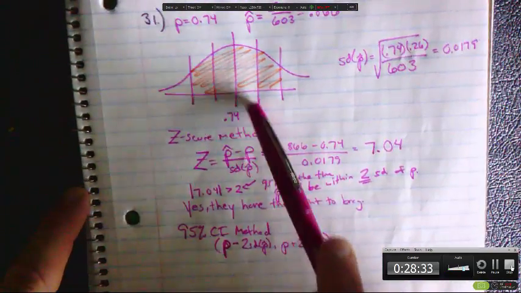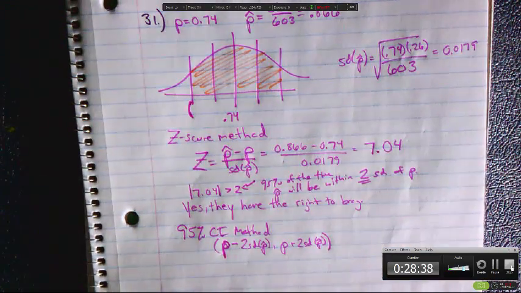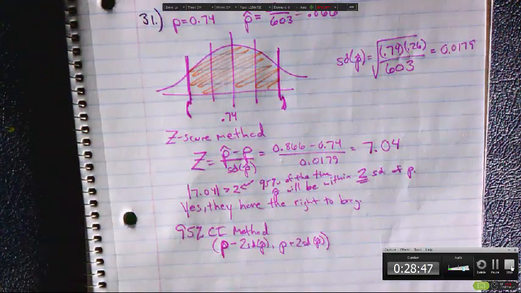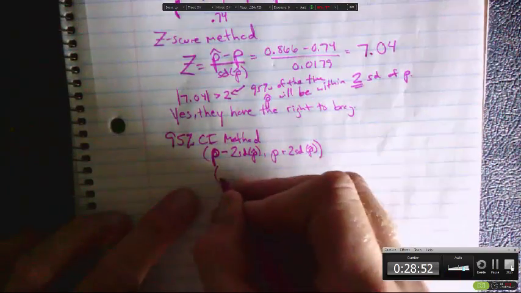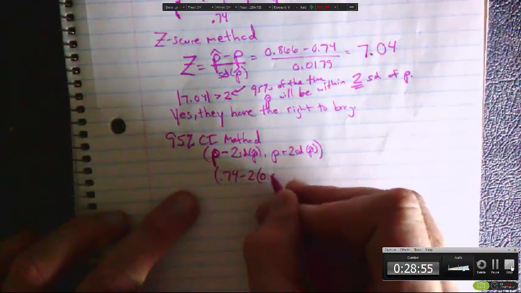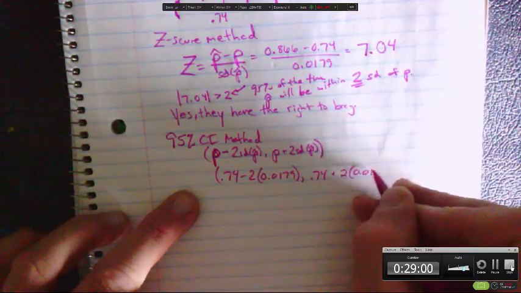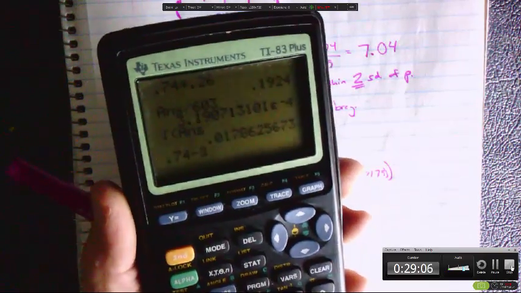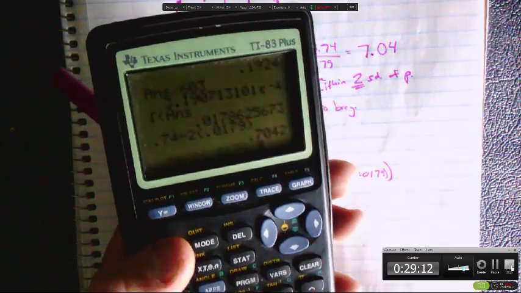If we take P and we subtract 2 standard deviations, that's going to tell us the bottom number in our confidence interval, our smallest value to still be inside this range window of values. If we add 2 standard deviations, that's going to tell us where this line is. So 95% of the time, we should get a result that's between these 2. So we're going to do 0.74 minus 2 times 0.0179, and 0.74 plus 2 of those.